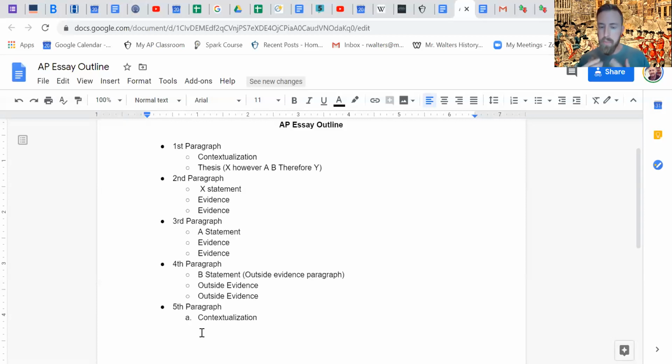Then you want to make sure you explain why your evidence supports your statement, right? So if you're saying the military changed a lot during this time period, you need to utilize your evidence, your documents to make that point. So how did that piece of evidence show that?